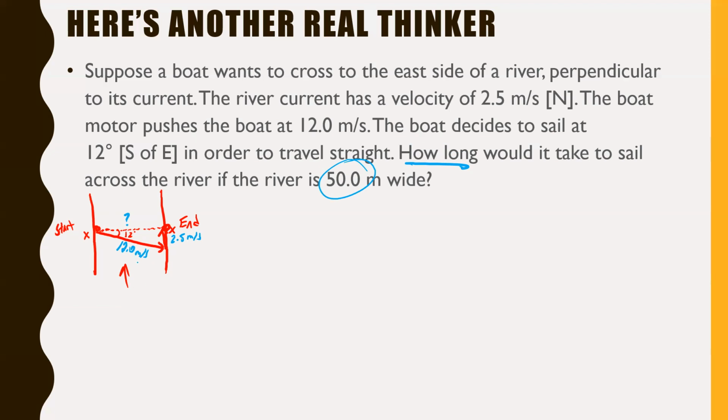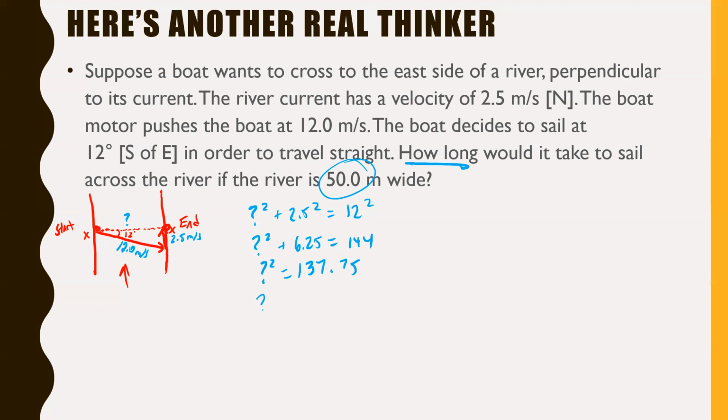We need to figure out how fast we're going, so we just have to use Pythagoras. 12 is our hypotenuse, so that's going to be the side on its own. So we're going to have question mark squared plus 2.5 squared equals 12 squared. 2.5 squared is 6.25. So we have question mark squared plus 6.25 equals 12 squared, which is 144. Subtract that over, 144 minus 6.25, and we have question mark squared equals 137.75.